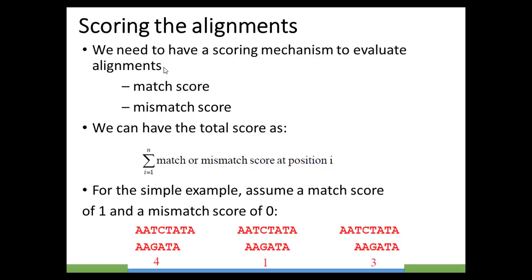Okay. You should count the number of matches and you should count the number of mismatches, and you should multiply the number of matches with the match score, and you should multiply the number of mismatches with the mismatch score. Okay, and then you have to add them together. So by adding them together, you can have a total score. So here for the same example, they have taken the match score as 1 and mismatch score as 0. And as we previously looked, we can now have the score as 4 here, 1 here, and 3 here. Okay.